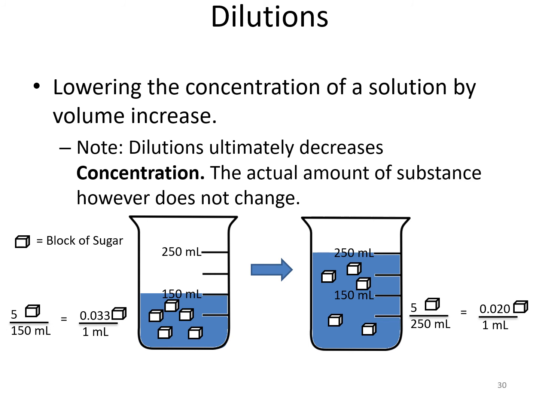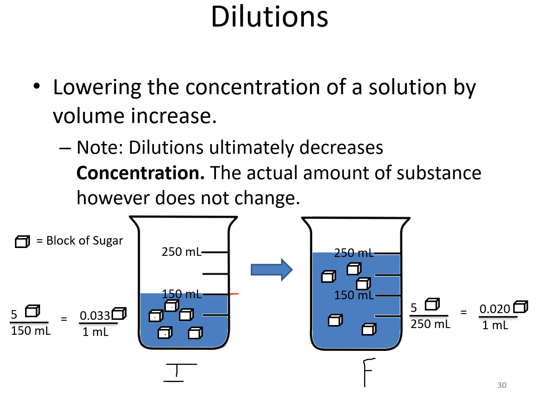So here I have my initial solution, I, and then my final solution, F. Each one of these white blocks represents 1 mole. In the initial solution, I have a volume of 150 milliliters, and I have 5 blocks, 5 moles. So what's the concentration of the initial solution? The concentration is 5 moles over 150 milliliters, which gives me a concentration of 0.033 moles per milliliter.